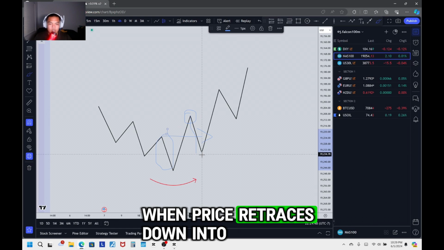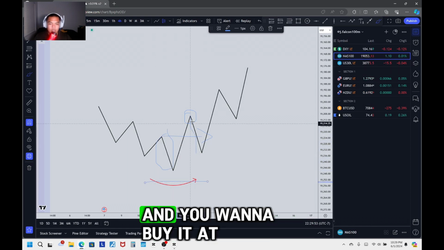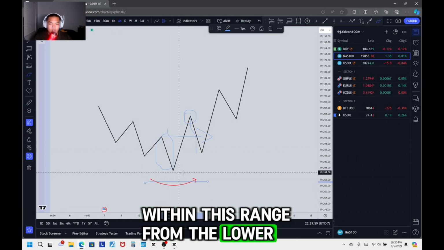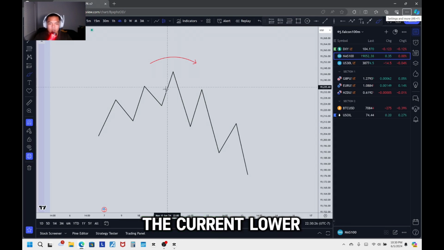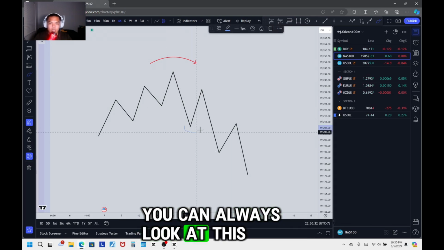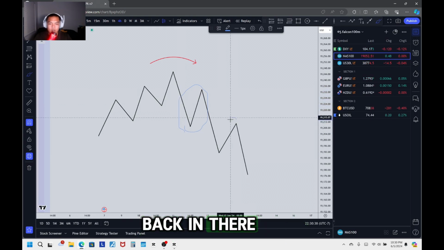When price retraces down into the last down move, you want to put your stop loss below here and you want to buy it at a lower premium discount within this range from the lower low to this high. Whenever price retraces back up into the current lower high in the market and then makes a new lower low, you can always look at this new current lower high created and wait for price to retrace back in there and take another entry.